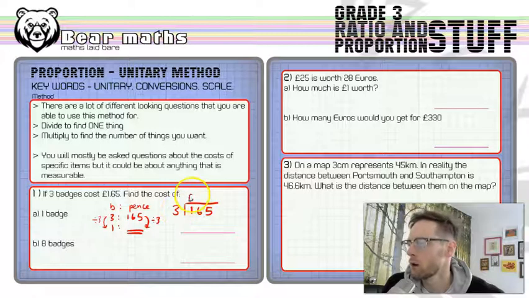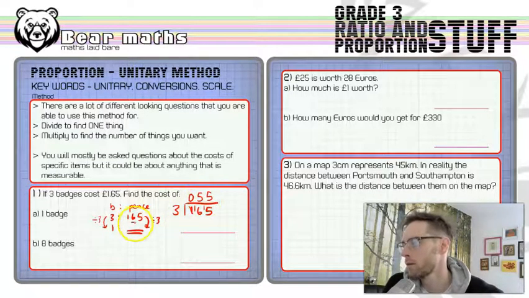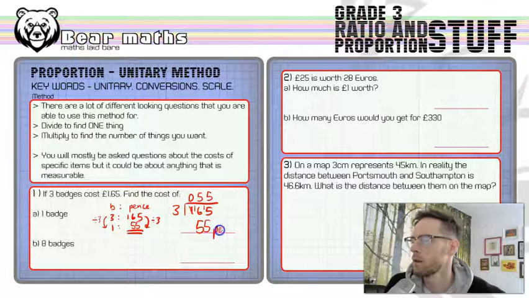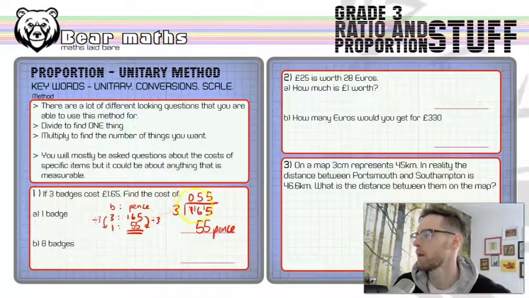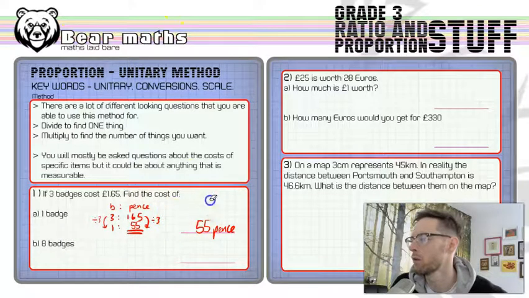3 does not fit into 1, so you cross it off, you carry it over. 3 goes into 16 5 times with 1 left over, and 3 goes into 15 5 times. So what that means is it's 55 pence per badge, 55p. Let's write pence. That's for one badge. I'm going to get rid of that working out so you can see what I'm going to do for the next question.